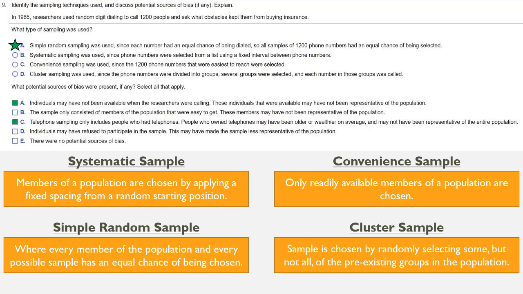Answer D. Individuals may have refused to participate in the sample. This may have made the sample less representative. Oftentimes, people use their caller ID and they see it's a number they don't recognize, so they don't answer. And so that means only people who are willing to answer calls from an unknown number would be in your sample, which may skew the sample. So that's also a potential source of bias. And since we've already identified a few potential sources of bias, the answer can't be E. So that's your answer.